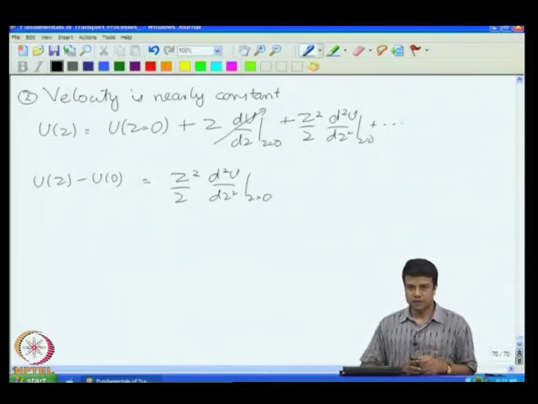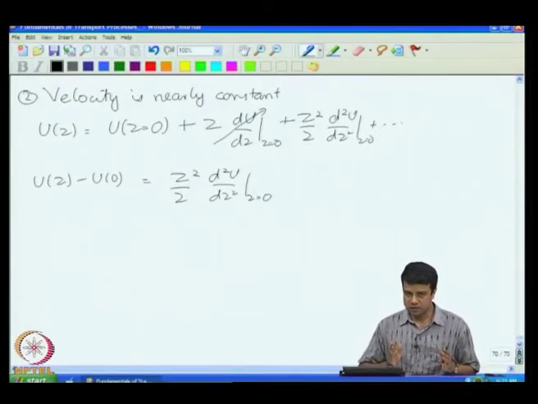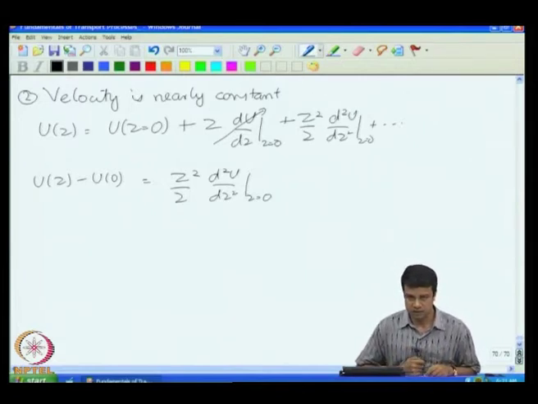You can consider the velocity to be approximately a constant if this velocity variation over the distance z is small compared to the velocity itself. If the variation is small compared to the actual velocity, then you can consider that the velocity is approximately a constant in this region. What is the distance over which we require that the velocity should be a constant? That is of course the penetration depth.